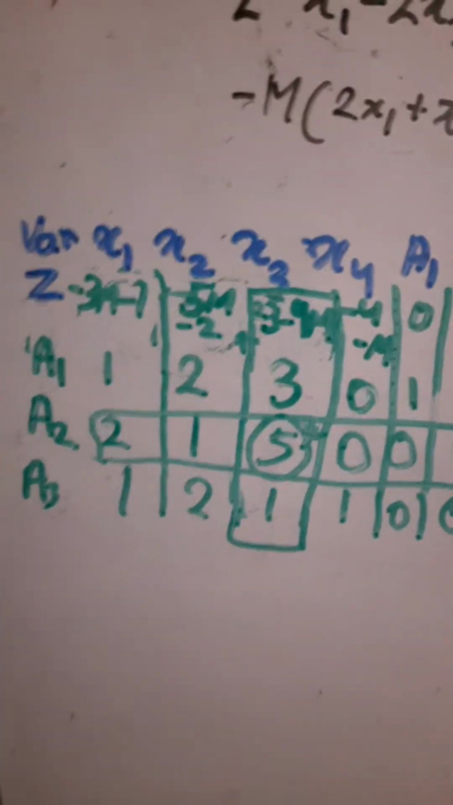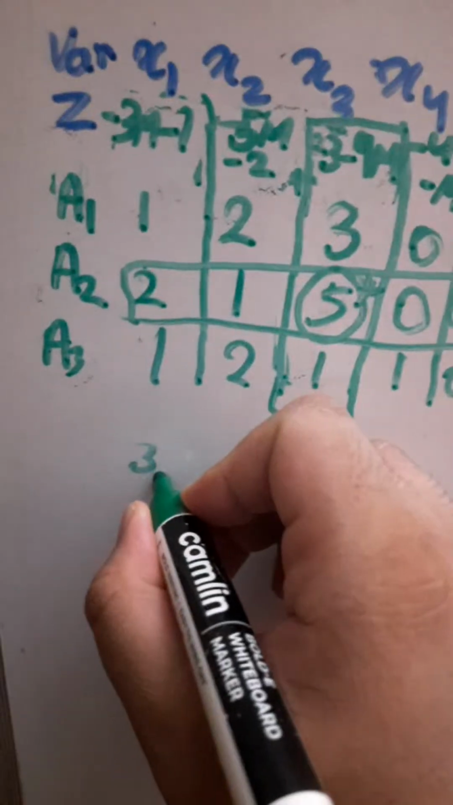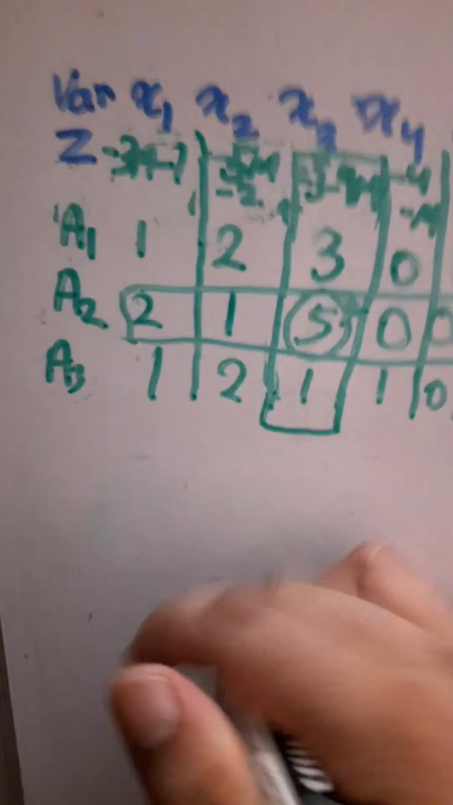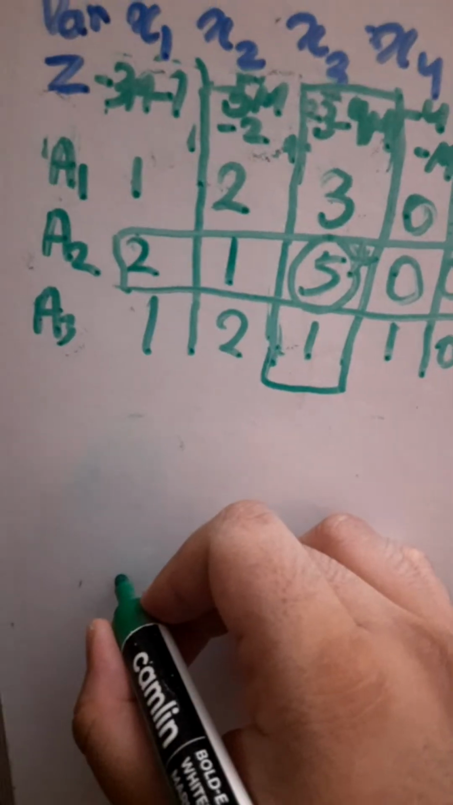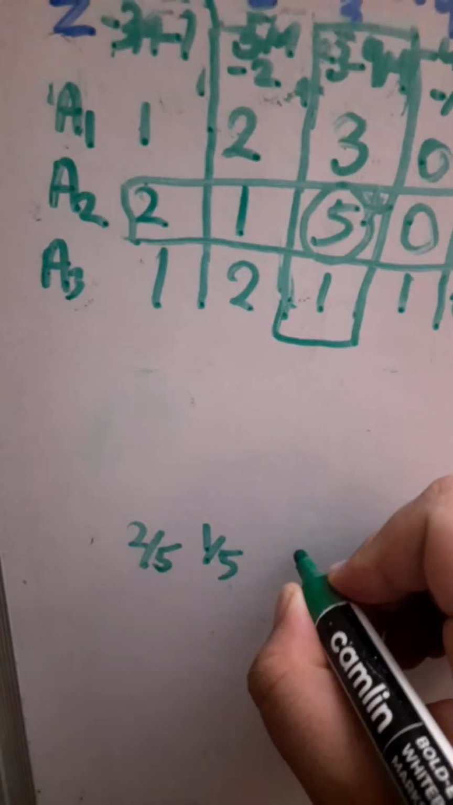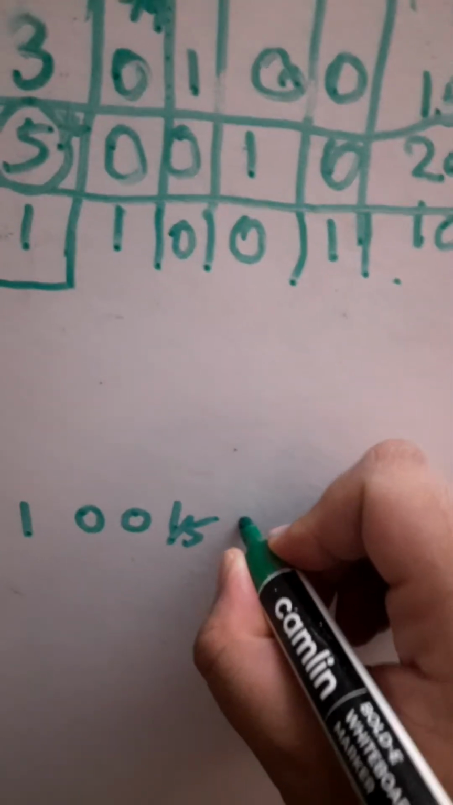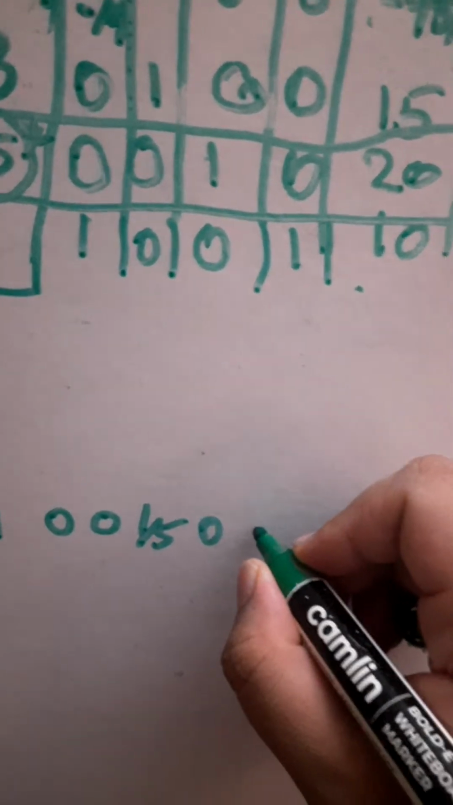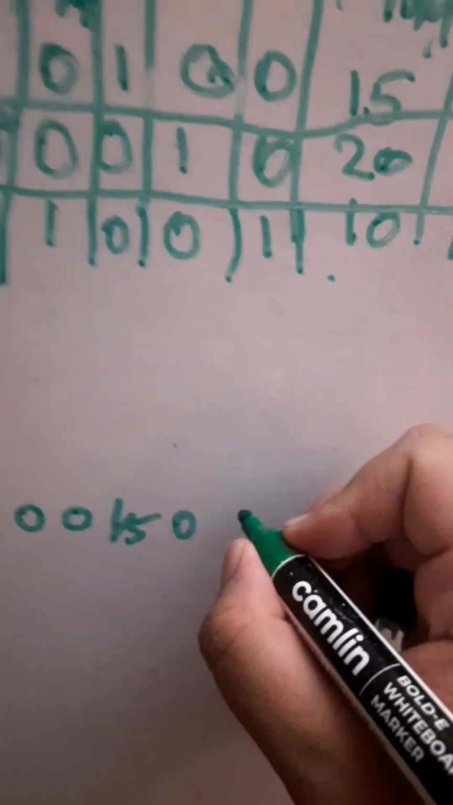Now the whole key row would be divided by 5, so that this key element becomes 1 to give a unitary matrix. Only the key row would be written as it is. 2 by 5, 1 by 5, 1, 0, 0, 0, 1 by 5, 0, 20 by 5 is 4, 4. So RHS came here, right?